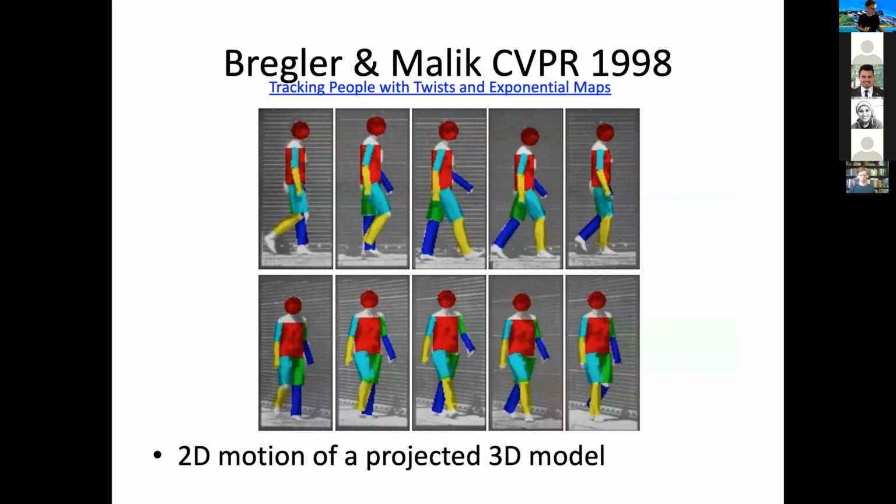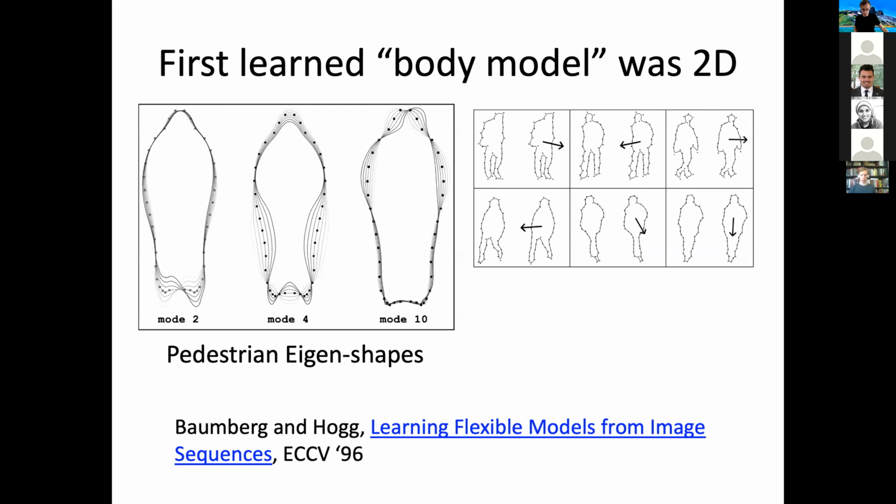And then one of the really seminal pieces of work, I think, was the Bregler and Malik work on twist and exponential maps. And that representation of body pose is one that people are still using today. It's a very nice paper.